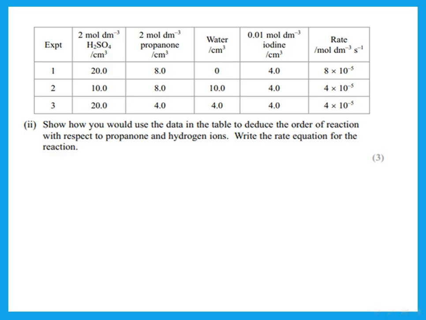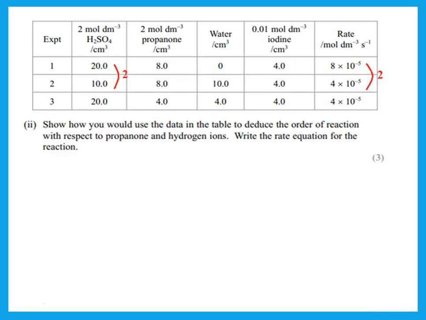Show how you would use the data in the table to deduce the order of reaction with respect to propanone and hydrogen ions, and then write the rate equation. Okay, so let us take a look. Again, we said we have this kind of table, and he will tell you to get from it the order of the reaction. So let us take a look at experiment 1 and 2.